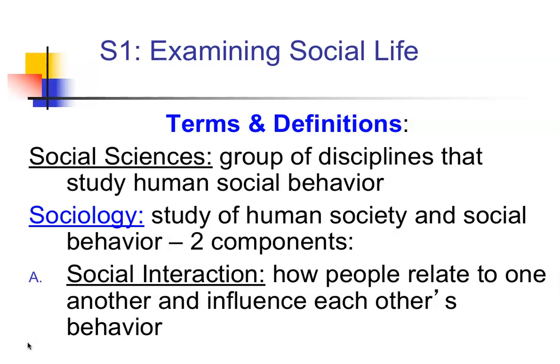So when we're talking about a social science, we're talking about a specific discipline, meaning a field of study. I'm a social studies teacher, meaning I focus on human social behavior. Why do people do the things that they do? Sociology in particular focuses on social interaction, meaning how people relate to one another, how people influence each other. It talks a lot about symbols.